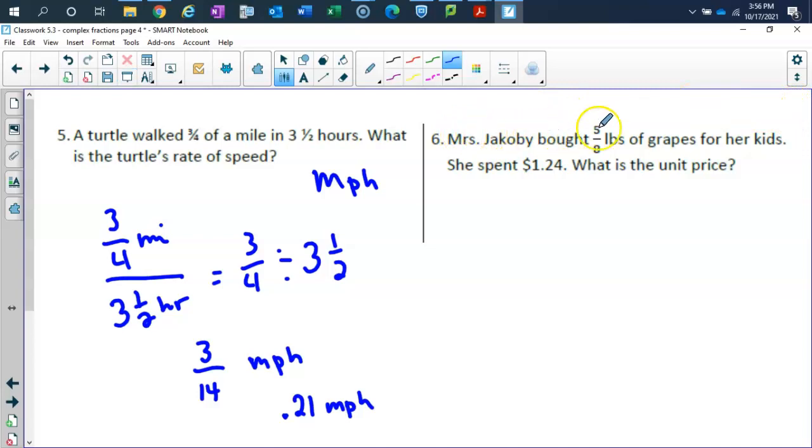Okay, Mrs. Jacoby bought 5/8 of a pound of grapes for her kids. She spent $1.24. What is the unit price? Go.